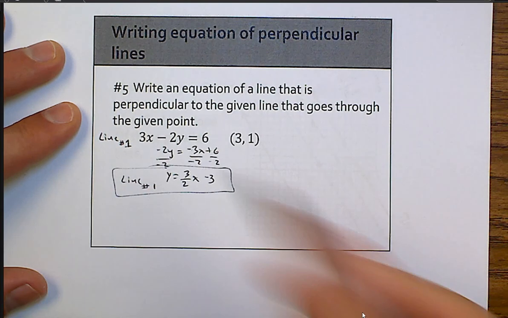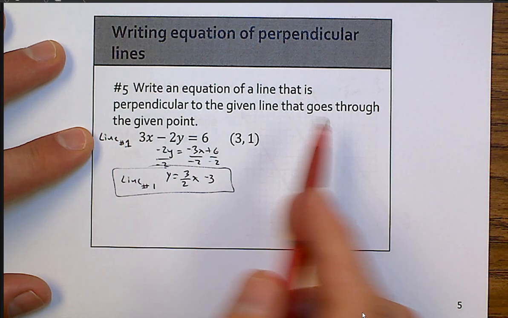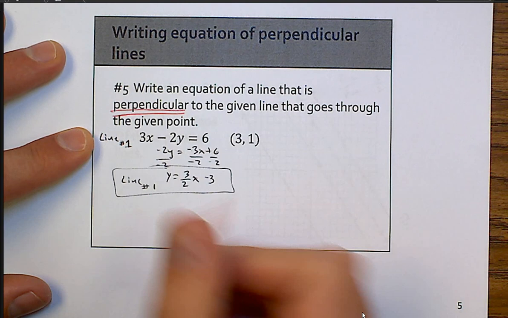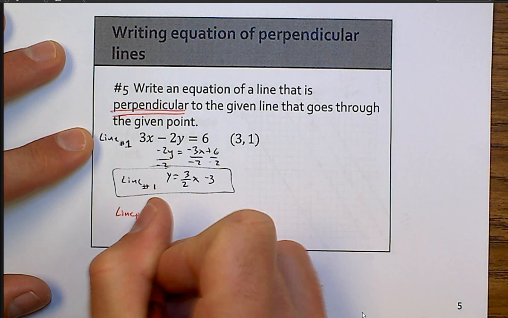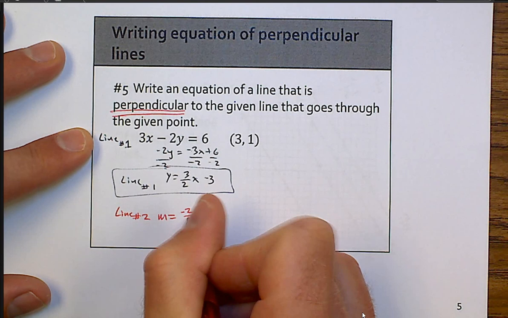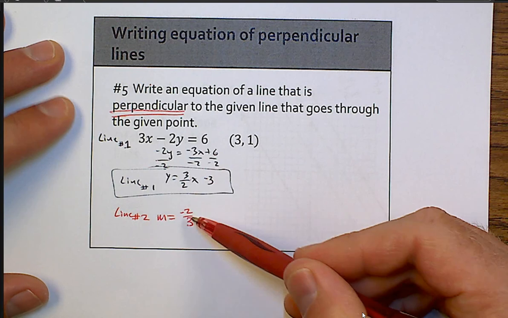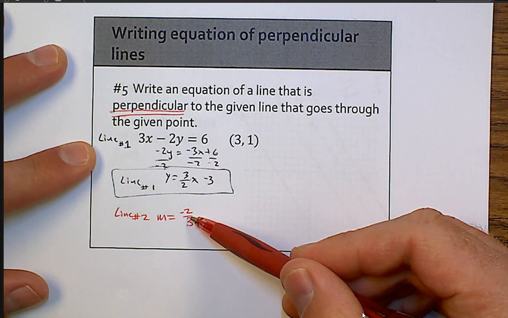Okay. So now I'm going to go back and reread the directions, now that I got it in y equals mx plus b, and kind of start from scratch. Perpendicular is what I want to do. So for line number 2, I need my slope to be what? Negative 2/3, right? If that's the slope right there of line 1, I know the slope for the second line has to be the opposite reciprocal.